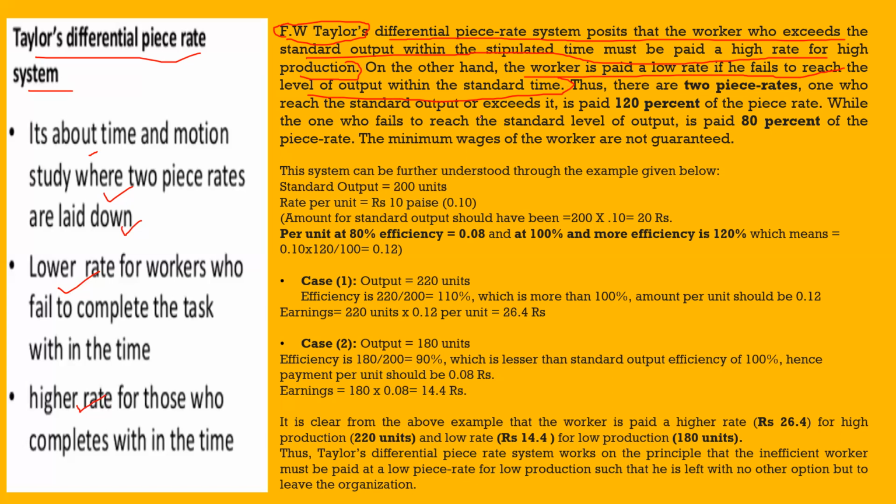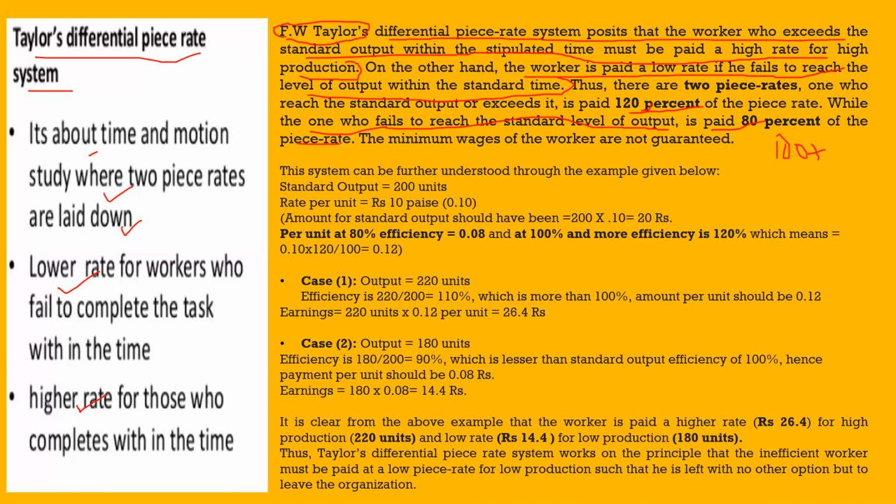One who reaches the standard output or exceeds it is paid 120%. Reaching the standard output or exceeding it means 100% efficiency or 100% plus efficiency, and that should be paid 120% of the piece rate, while the one who fails to reach the standard level of output is paid 80% of the piece rate.